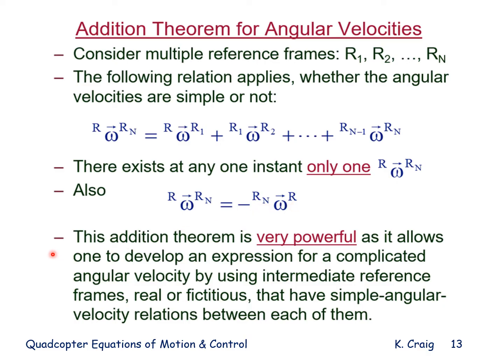This addition theorem is very powerful, as it allows one to develop an expression for a complicated angular velocity, like our quadcopter, by using intermediate reference frames, real or fictitious, that have simple angular velocity relations between each of them, as we did in determining the orientation and its rate of change of the quadcopter with respect to the ground or inertial reference frame.